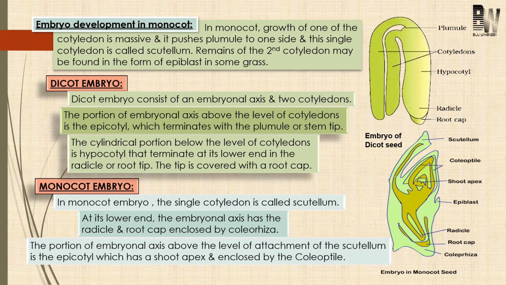Like this, we have come to the end of this class. Before we wind up, let me remind you what we have learned in this class. Today in this class, we have learned about the endosperm, the embryo, and the structure of dicot and monocot embryos. Okay, and I hope you can understand all the points, and thank you very much for your attention.